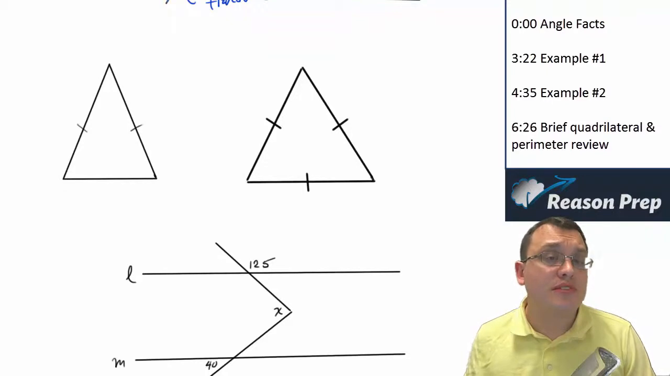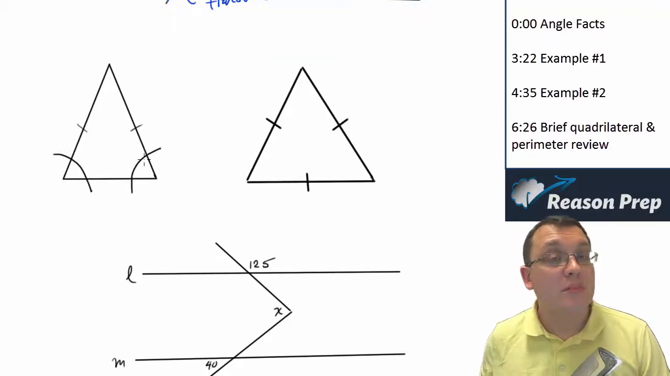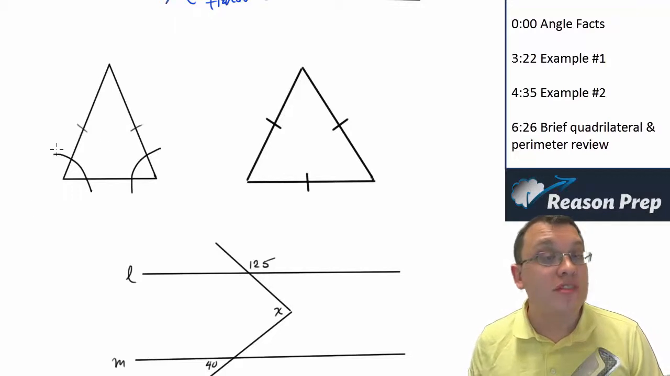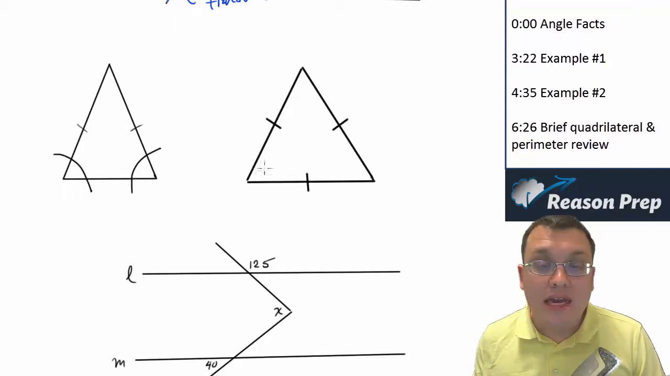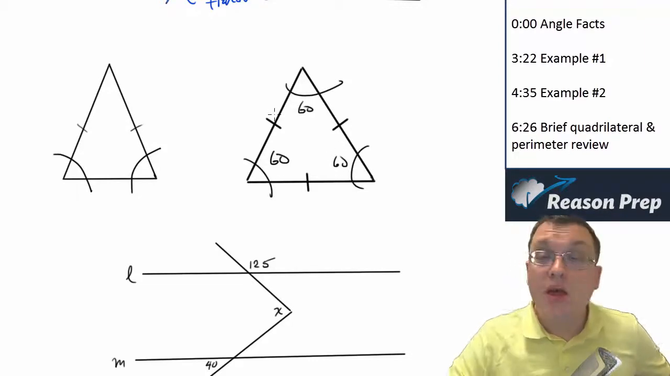As we've discussed previously with triangles, in an isosceles triangle, don't forget, these two angles must be the same, and of course, these three angles add up to 180. In an equilateral, these three angles are the same, and because they've got to add up to 180, they've each got to be 60. Let's look at some questions.